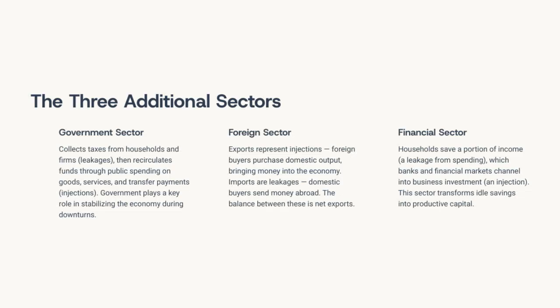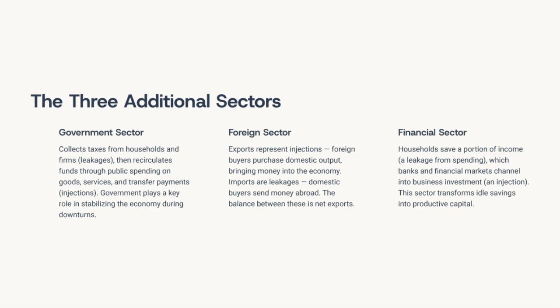Now, let's take a look at how different sectors interact within the economy. Households, for example, save a portion of their income, which we call a leakage from spending. These savings don't just sit idly. They're channeled by banks and financial markets into business investments, which are considered injections. Essentially, this sector helps transform those idle savings into productive capital that can be used to grow businesses.